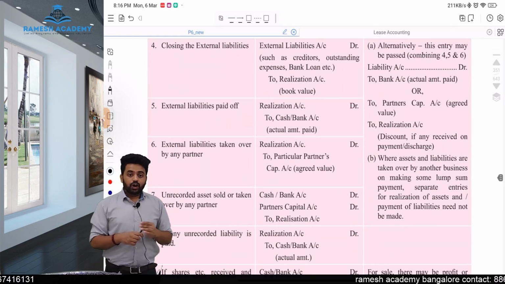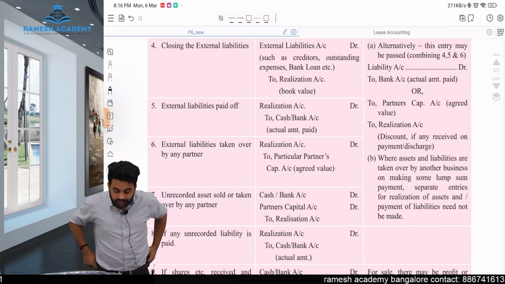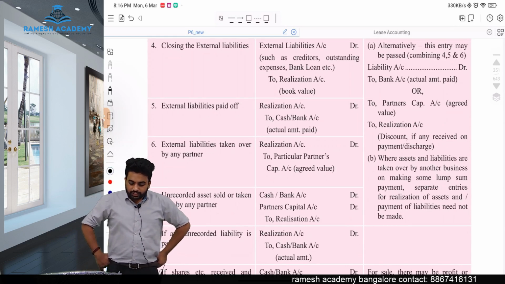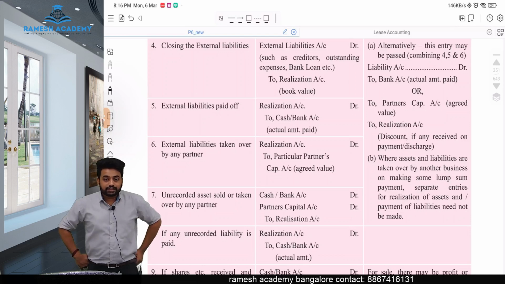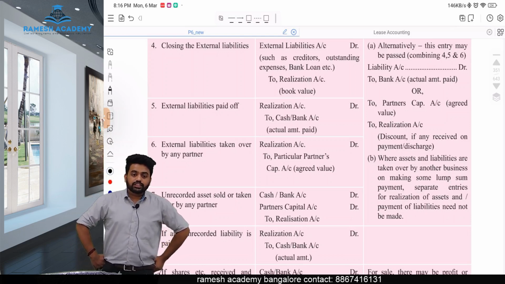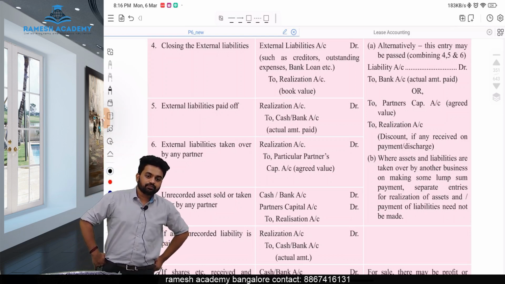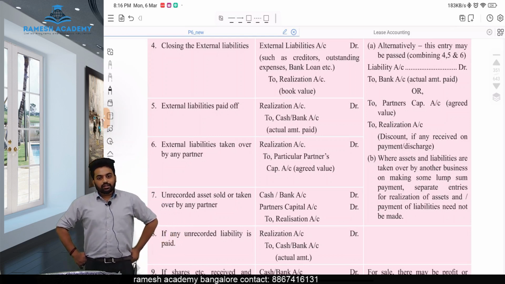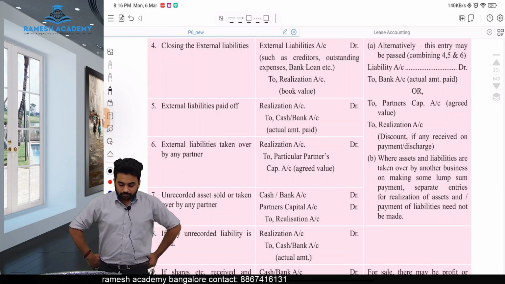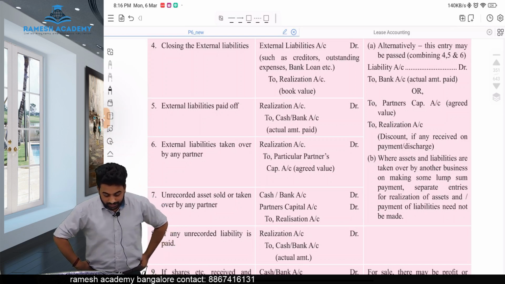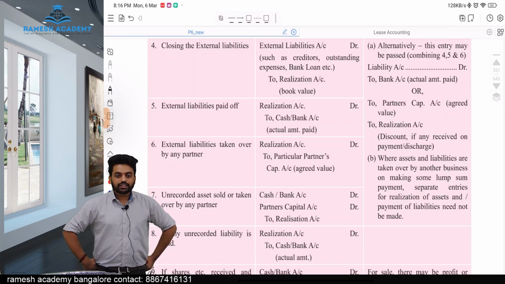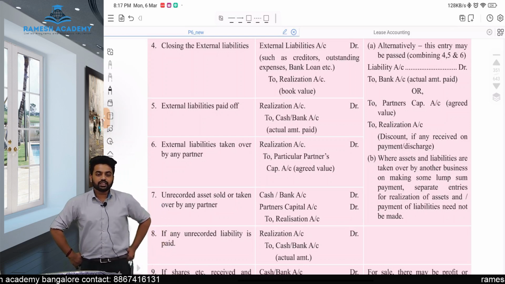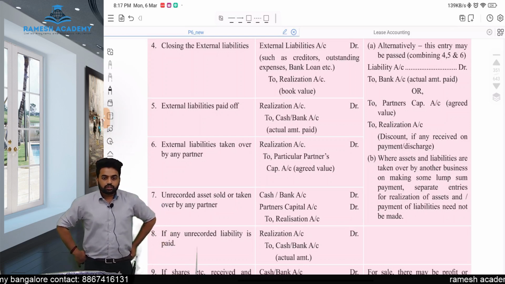What if certain unrecorded assets are sold, sir? An unrecorded asset wasn't an asset till now, but at the time of dissolution we came to know that there was an asset. So what will be the entry? Bank account debit to realization account, because you can't credit an asset account now, as there is no debit balance in it. So bank account debit to realization account.